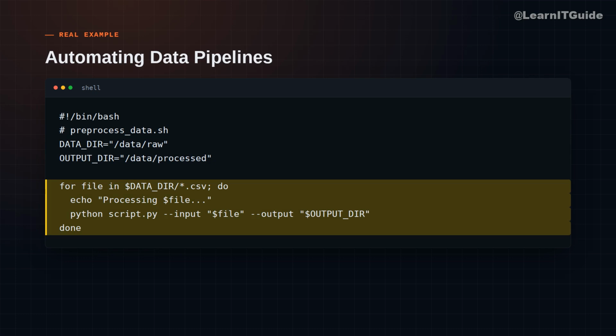Lines 6 to 9 use a for loop to iterate through every CSV file in the raw directory and process it using a Python script. By automating this, you can walk away from your desk while your server prepares gigabytes of data for training. It is the foundation of a robust ML pipeline.